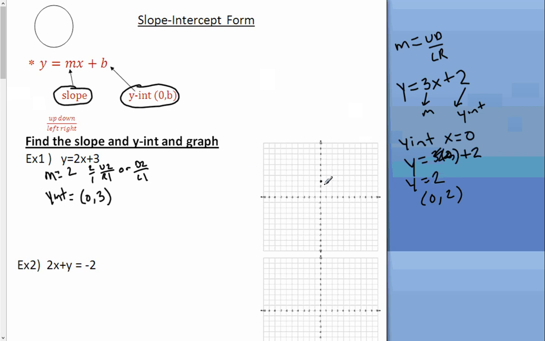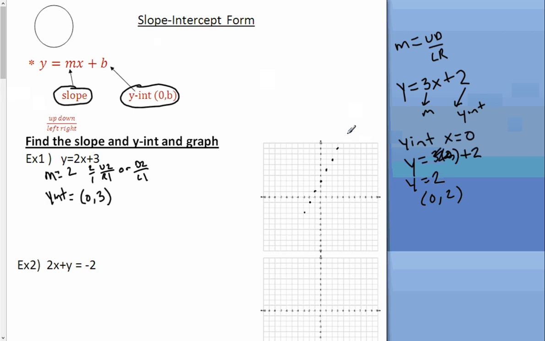It says go up 2 over 1. There's a dot on the line. Up 2 over 1. Dot on the line. Up 2 over 1. Dot on the line. What about these points down here where I could go down 2 over 1? Point on the line. Down 2 over 1, all the way down that graph.